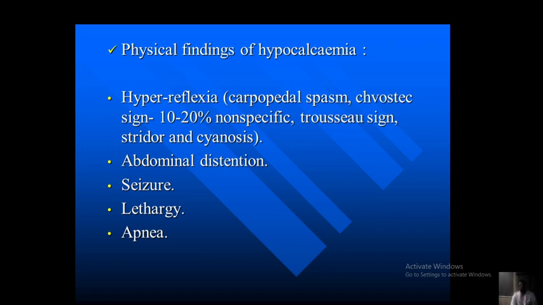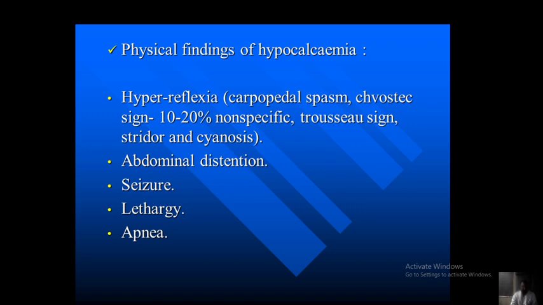What is Trousseau sign? You take the systolic pressure of the patient. Suppose the systolic pressure is 140 mmHg. You increase it by 20 mmHg with the apparatus, so you go to 160 mmHg. Keep the pressure at 160 mmHg for 3 minutes. In 3 minutes, if hypocalcemia is there, you will see the hand of that patient curve in a little curve like this. So there is a distortion of the hand in that patient if hypocalcemia is there.